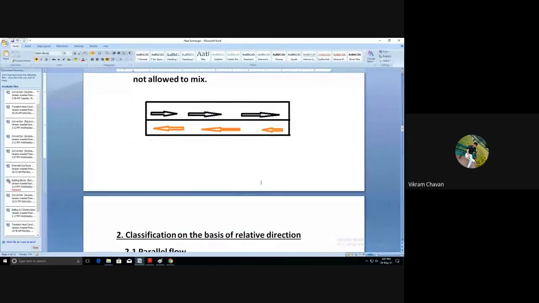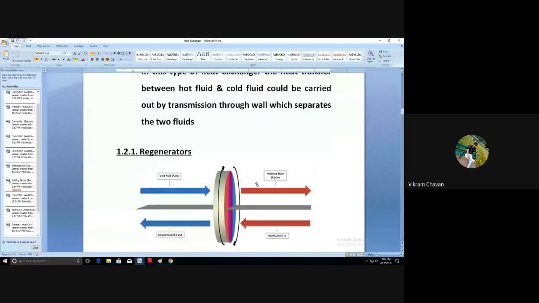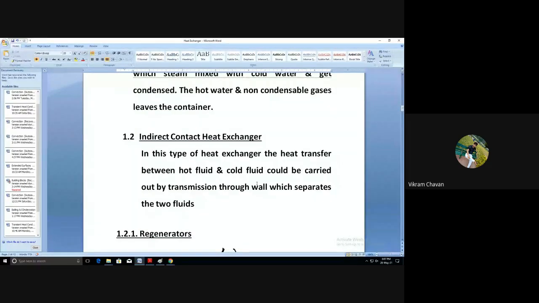Okay, getting everyone? Indirect contact type of heat exchanger. You can write down 1.2 as indirect contact heat exchangers.